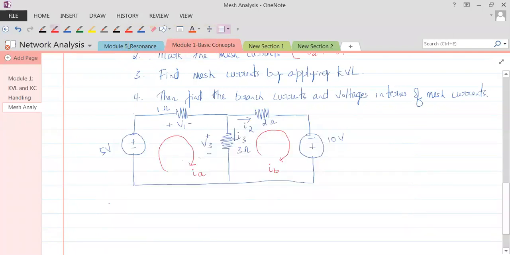Yeah. Now let's apply KVL to mesh 1. Why are we applying KVL to mesh 1? To find out IA. Okay. Now see here, everybody. Now everybody just concentrate here.